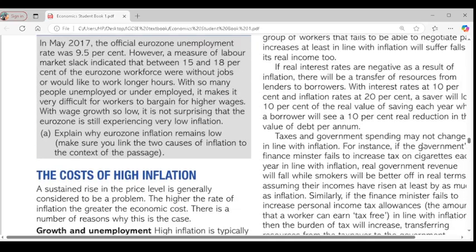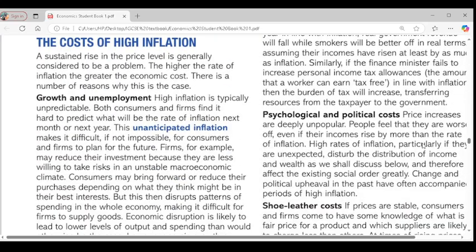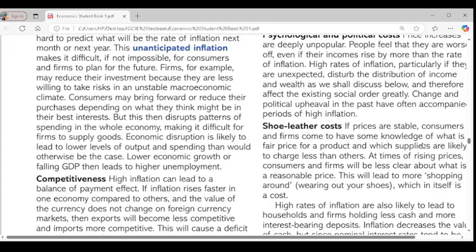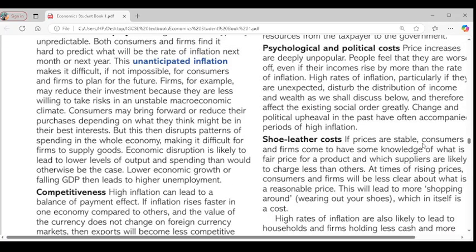which is psychological and political costs. For psychological and political cost, I wrote: inflation makes people feel they are worse off, even if their income increases by more than the rate of inflation. Unexpected inflation disturbs the distribution of income. Changes in governance may also be accompanied by inflation.